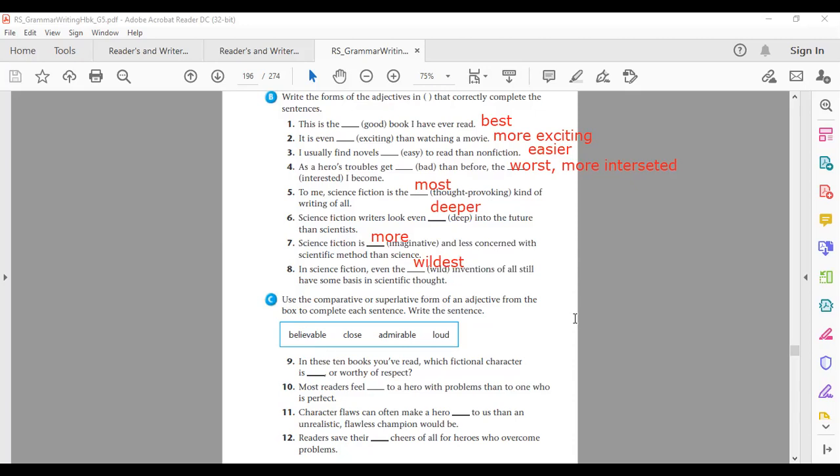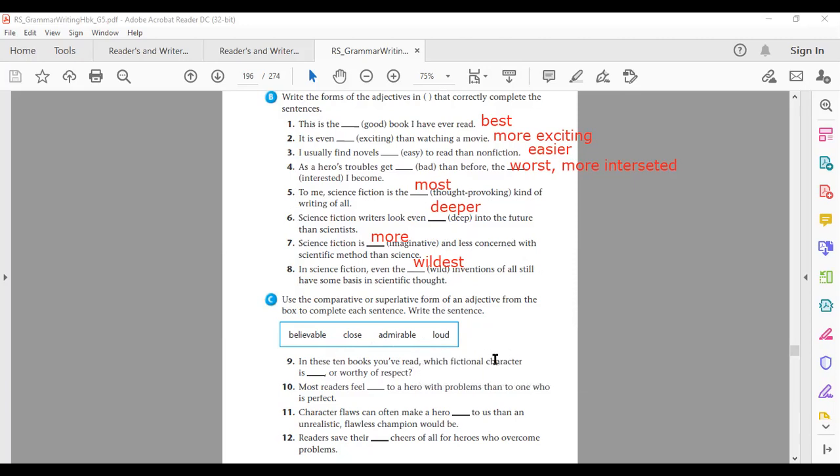Mariana, please help me. Number 9: in these 10 books you've read, which fictional character is admirable, or worthy of respect? What should I put? Admirable? Yes, admirable, very good.